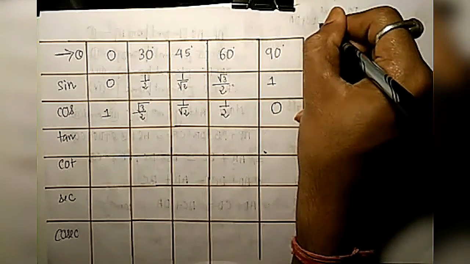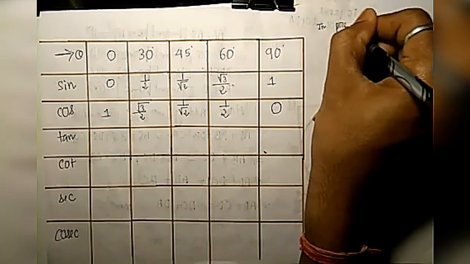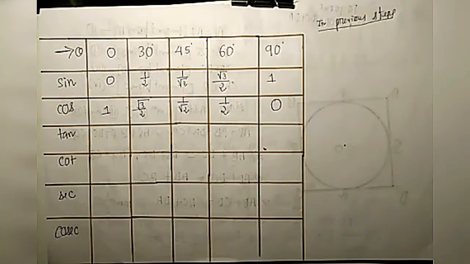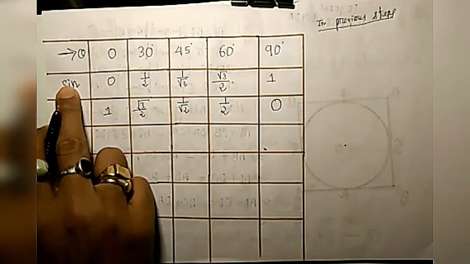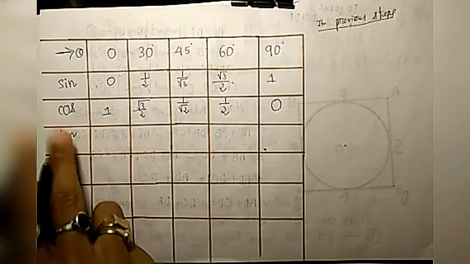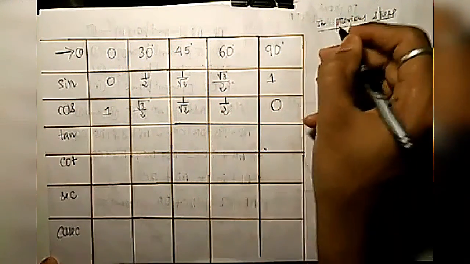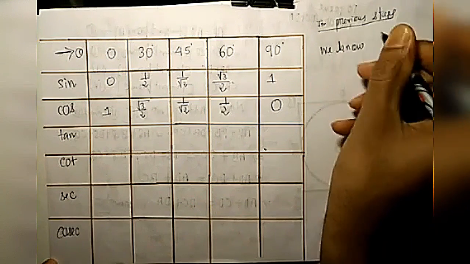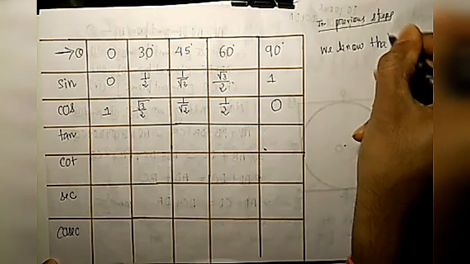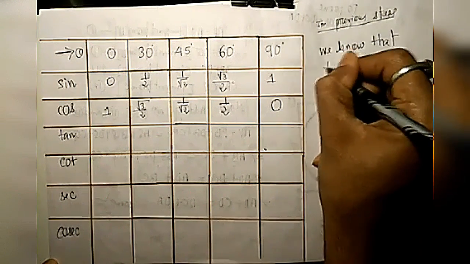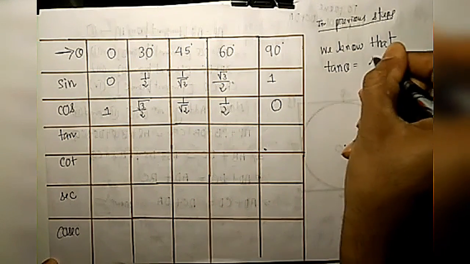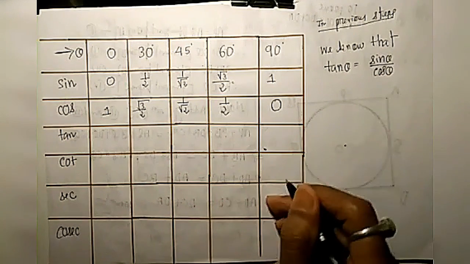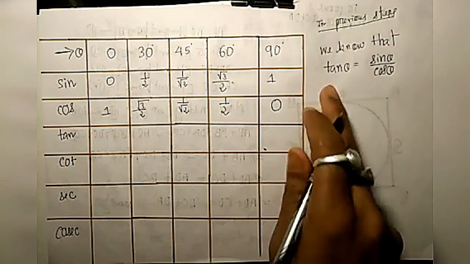So next, we have the values of sine and cos, already found in the previous step. Now we need to find the value of tan. In the relationship between the trigonometric ratios, we have already discussed that tan theta is equal to sine theta by cos theta.